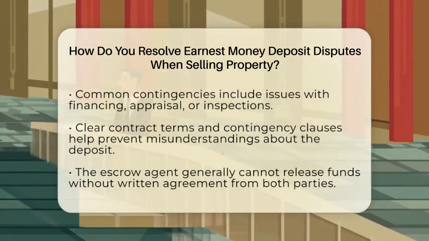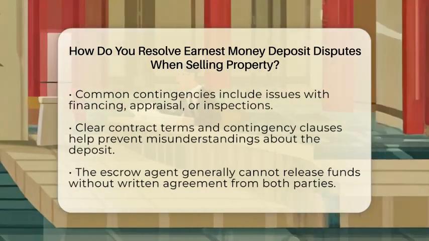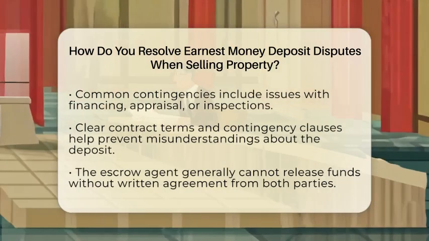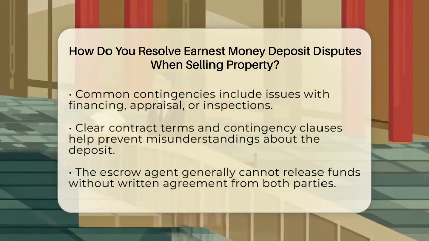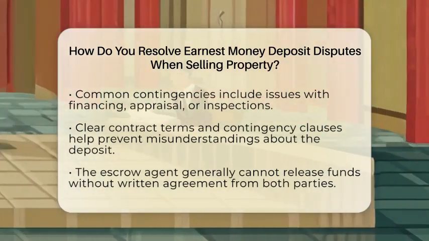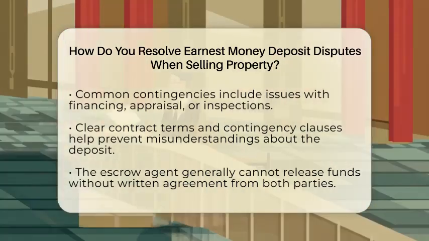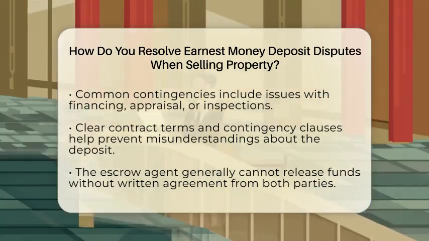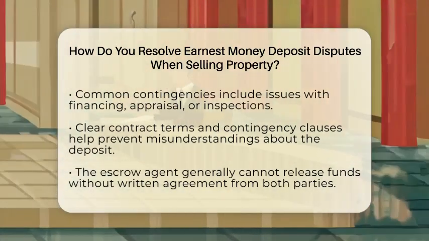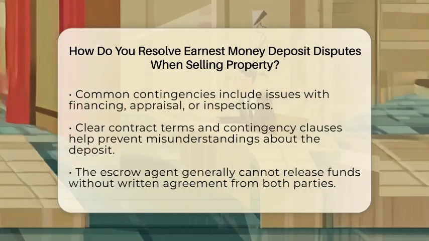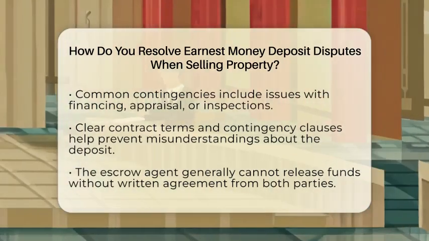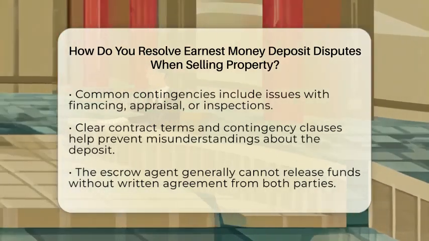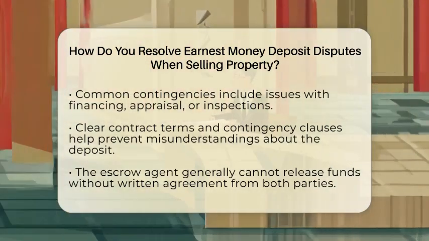Common reasons for disputes include unmet contingencies. These are conditions in the contract that allow the buyer to back out if certain issues happen, like problems with financing, the appraisal coming in low, or inspections revealing major issues. Disputes can also happen if one party claims the other breached the contract, such as not disclosing important facts about the property. To avoid legal mistakes, both buyers and sellers should make sure all contingencies and contract terms related to the earnest money are clearly written and understood.